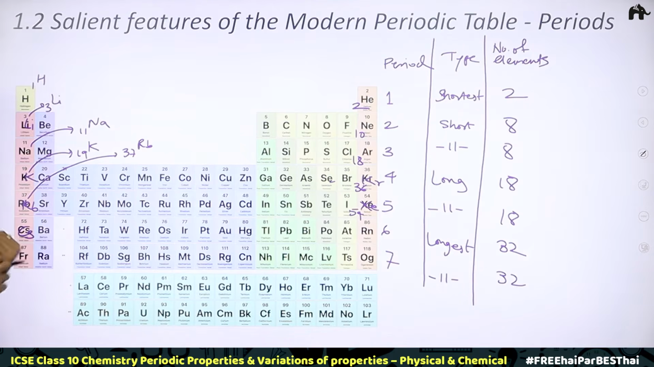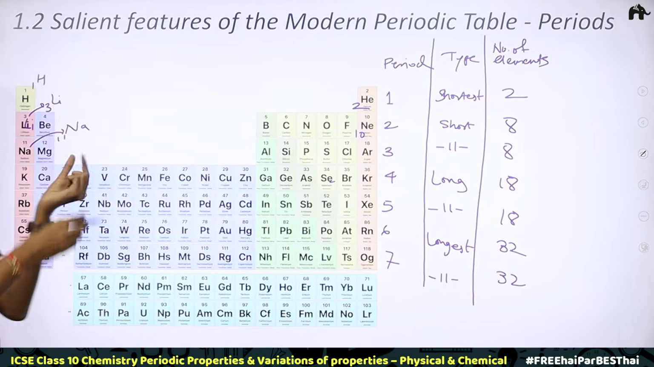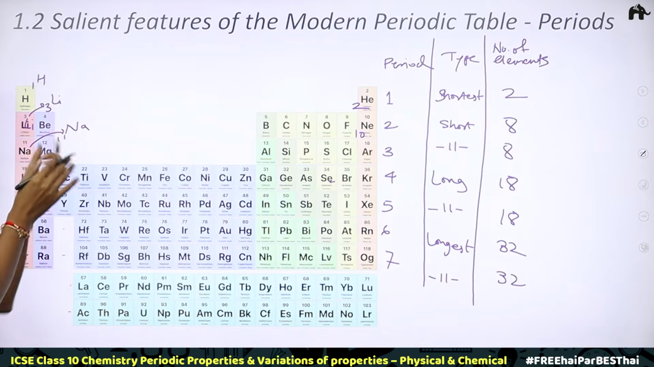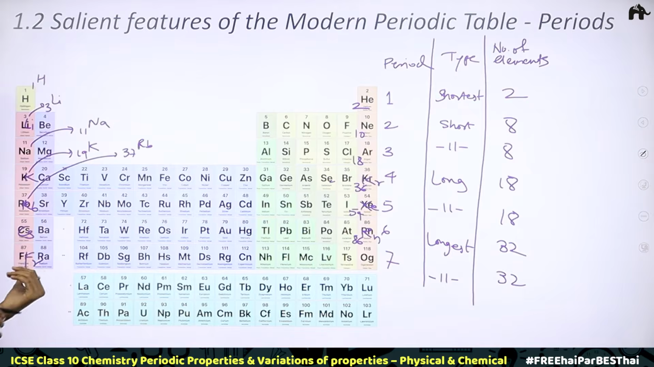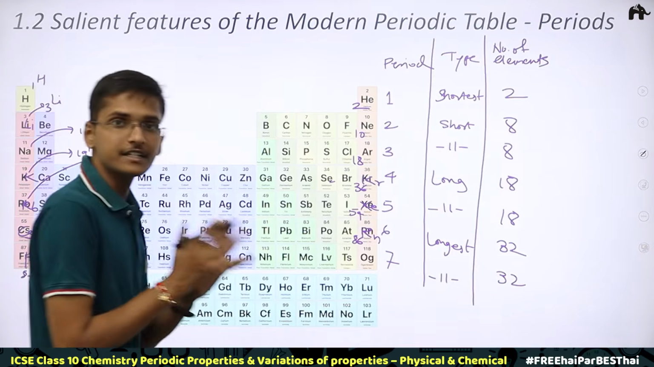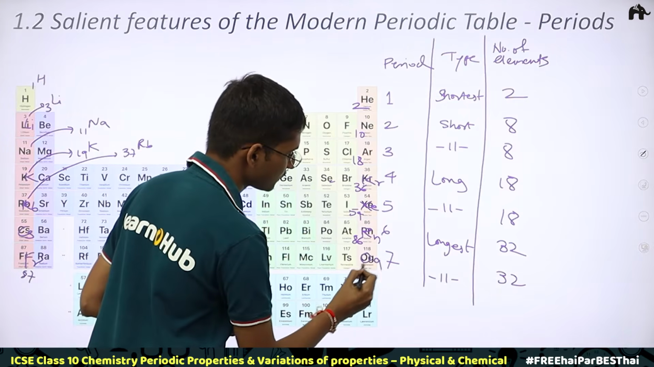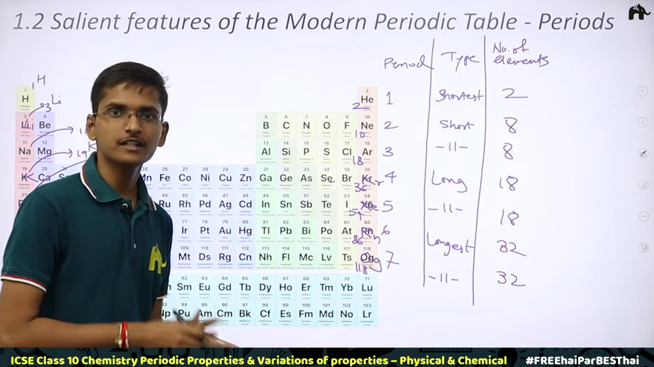Okay, now this period also has 8 elements. Sorry, it has 32 elements, including the first one, so we would just add 31. So 87 plus 31 would be 118, the last element of the periodic table, which is named oganesson. Okay, it is a very recently discovered element.